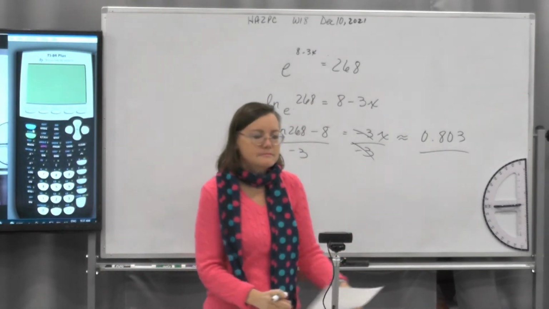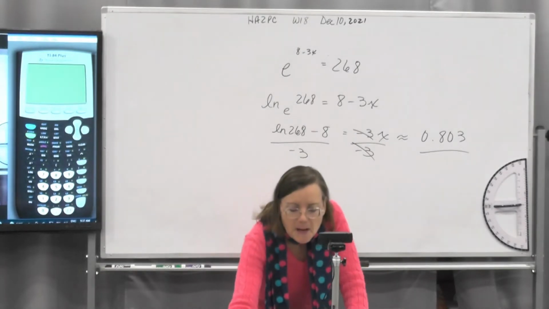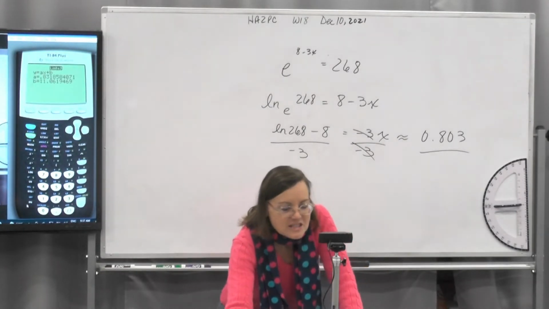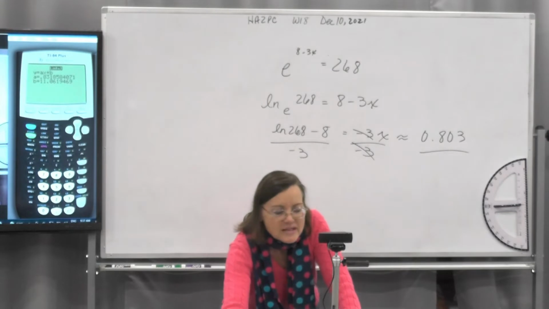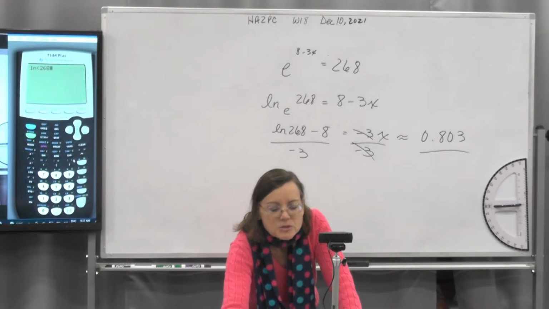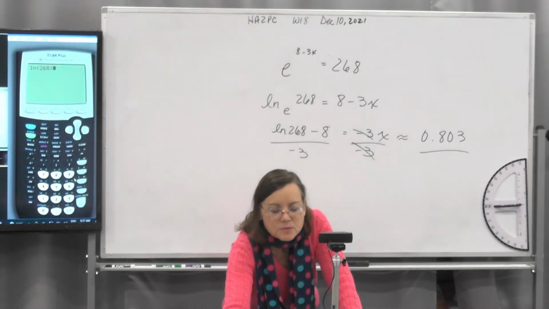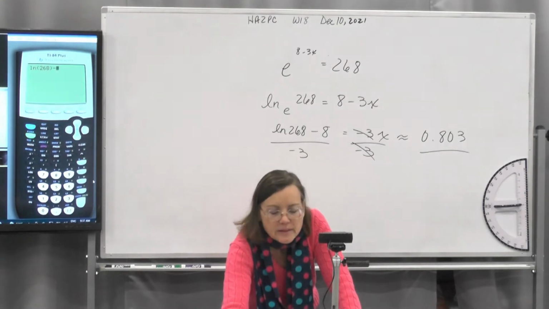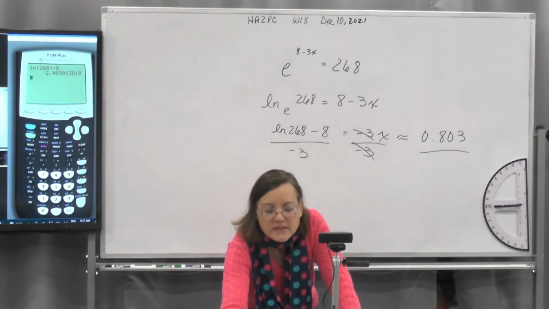Am I wrong? Okay, let me do it. We'll do it. Did you get the same answer? Okay, so I'm going to do natural log of 268, okay? Notice, if you're going to keep going, close the parenthesis, right? Minus 8, is that right? Yes. And I would hit enter, and then I would divide by negative 3.